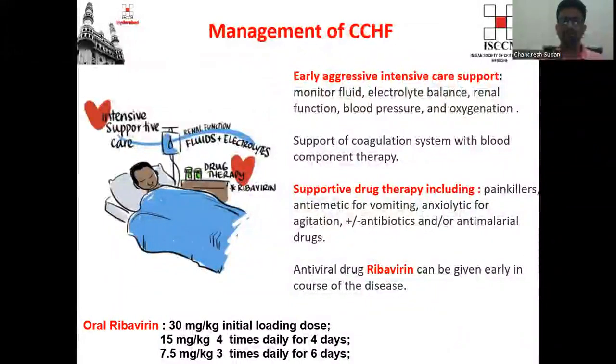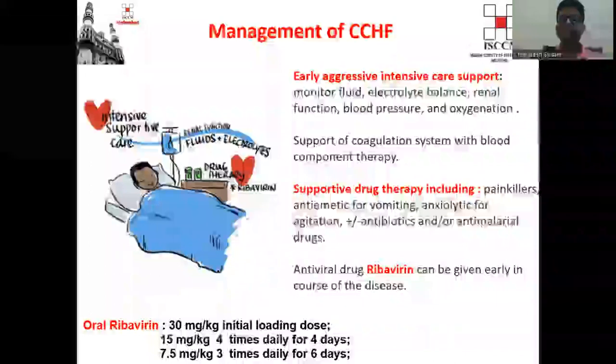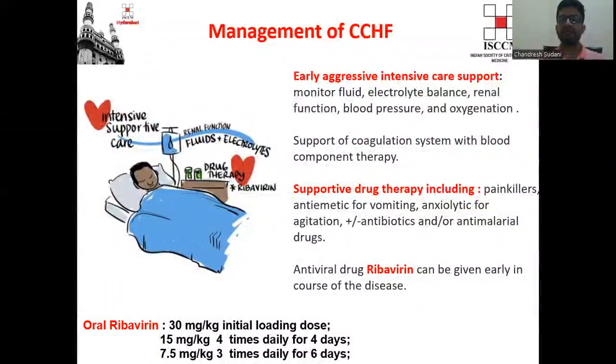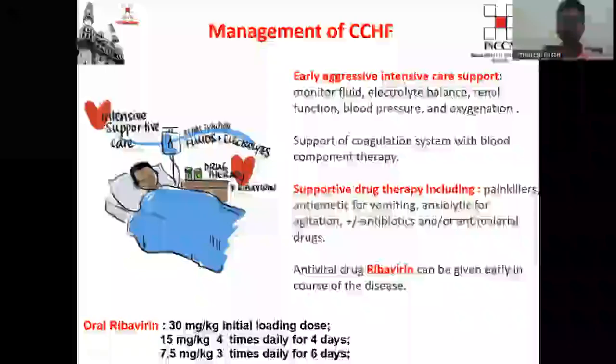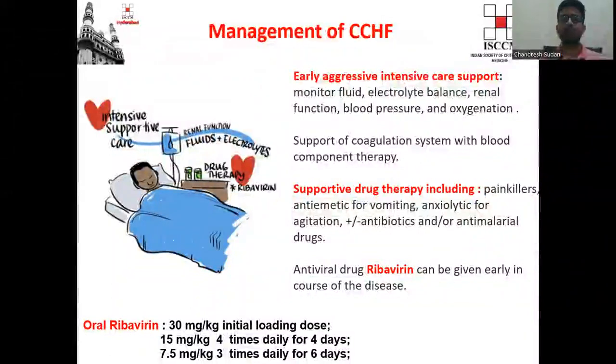If you look at the management, again, there is no specific treatment for this disease. That's why early aggressive intensive care support is needed, in the form of monitored fluid, electrolyte balance, renal function, blood pressure, and oxygenation. If the patient has any coagulopathy, we have to support the coagulation system. Supportive drug therapy includes painkillers, antiemetics, anxiolytics, and antibiotics if the skin lesions are extensive. And sometimes in some studies they have also used antimalarial chloroquine as part of the treatment regimen.